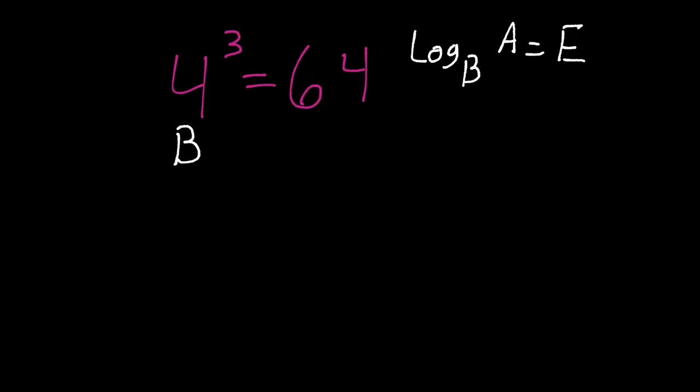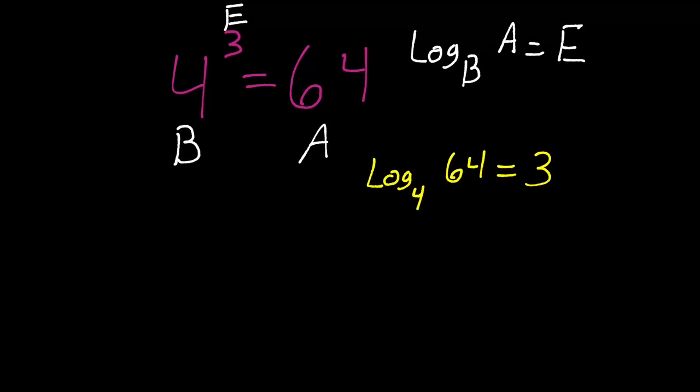4 is your base, 3 is your exponent, 64 is your answer. So if I'm going to change this into logarithmic form, I've got the log of base 4 of 64 equals 3. So we took our base and put it underneath the log. We took our answer, put it next to the log, and then that equals our exponent. Alright, let's try another.